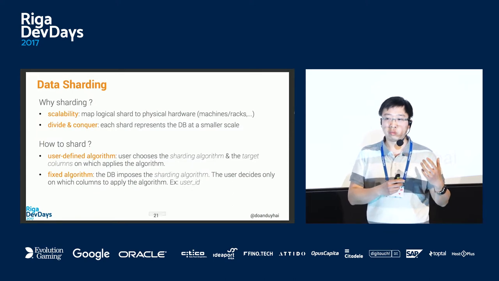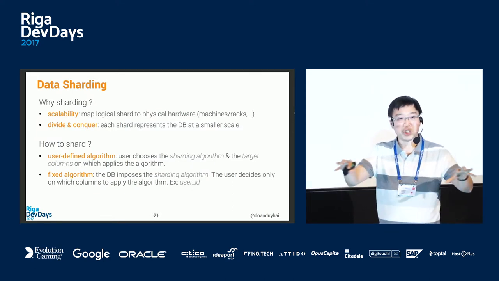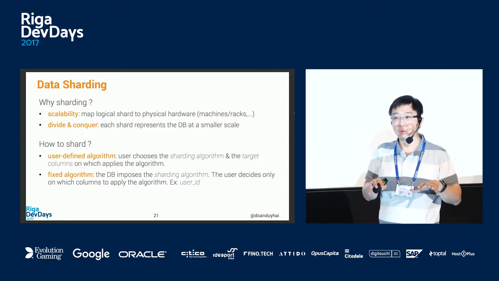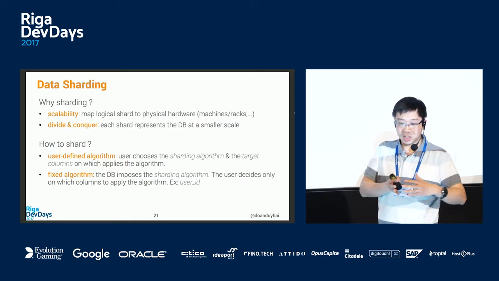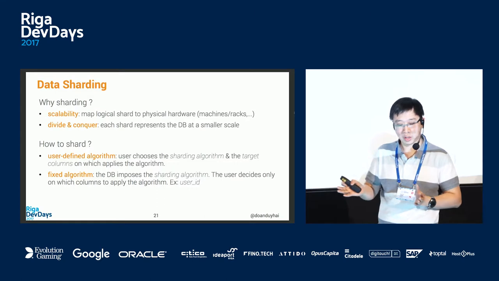Why do we need to shard data? Because of scalability. If you have multiple machines and you need to store more and more data, you need to share the data between those machines. So you need to have some algorithm to distribute the data. That's what we call sharding.